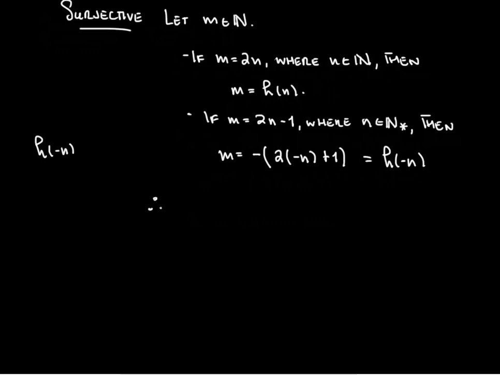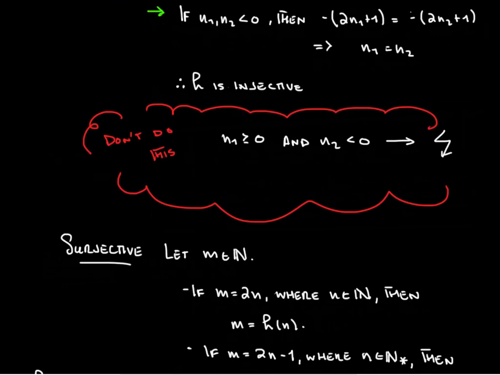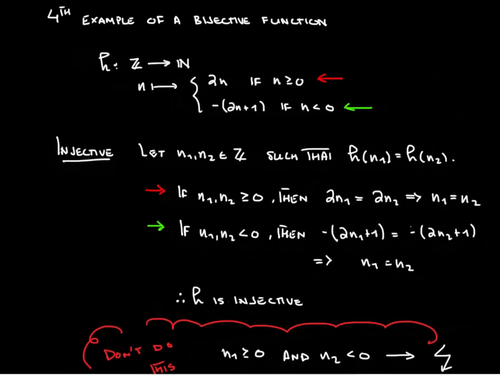So what we can do is conclude right here that h is surjective. We've exhausted all of the cases for our arbitrary element in the codomain. So h is surjective, it is injective, so it is bijective.